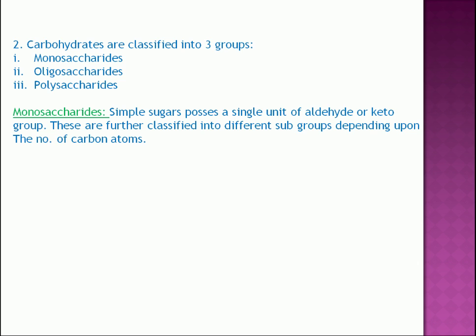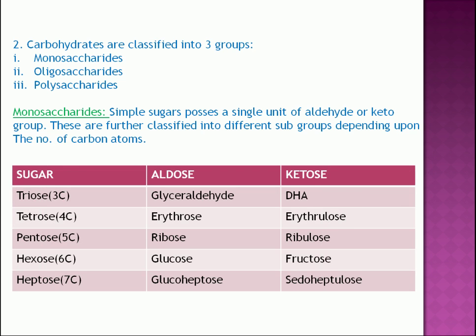Monosaccharides: they are simple sugars, possessing a single unit of aldehyde or keto group. They are further classified into different subgroups depending upon the number of carbon atoms. Trioses: 3 carbon sugars, glyceraldehyde, dihydroxyacetone. Tetroses: erythrose, erythrulose. Pentoses: ribose, ribulose. Hexoses: 6 carbon sugars, glucose, fructose. Heptoses: 7 carbon sugars, glucoheptose, pseudoheptulose.